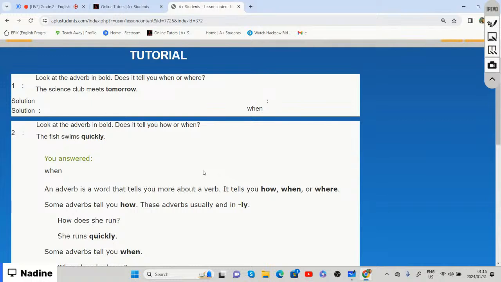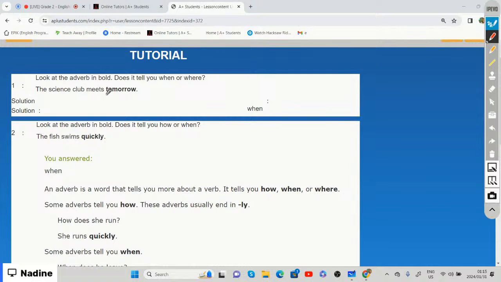Right? So we say that if we look at the adverb in bold, does it tell us when or does it tell us where? The science club meets tomorrow. So if we hear the word tomorrow, tomorrow is our adverb, and it basically tells us when.